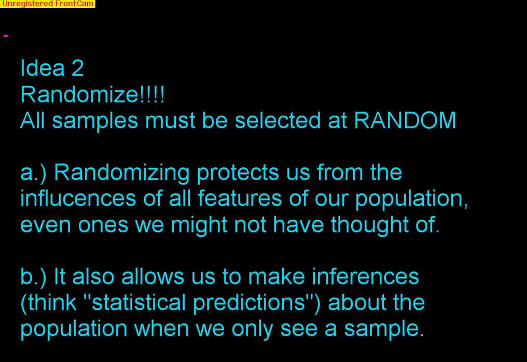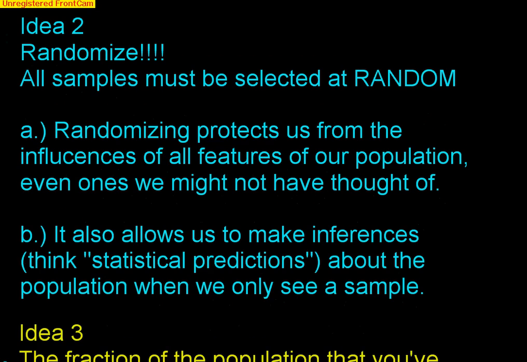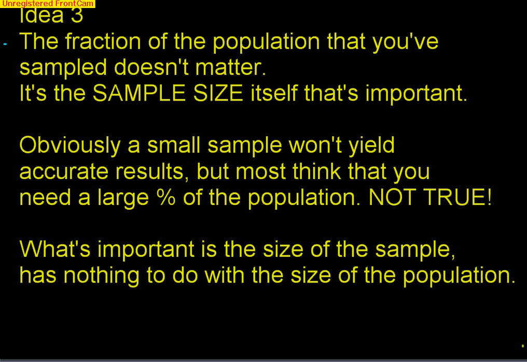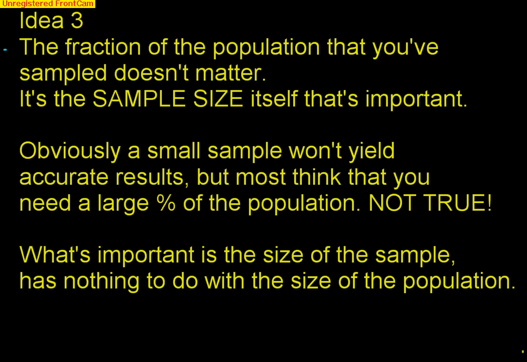It also allows us to make inferences. Now remember, inferences are statistical predictions, smart statistical predictions about the population. So if a sample is truly random, then we can make these smart statistical predictions, called inferences, about the population from our sample. So randomness is necessary in every type of sample. The third idea is kind of an interesting one. The third idea is that the fraction of the population that you've sampled doesn't matter. It's the sample size itself that's important. And sometimes it's hard for kids to quite understand this, so I'll explain as best I can.